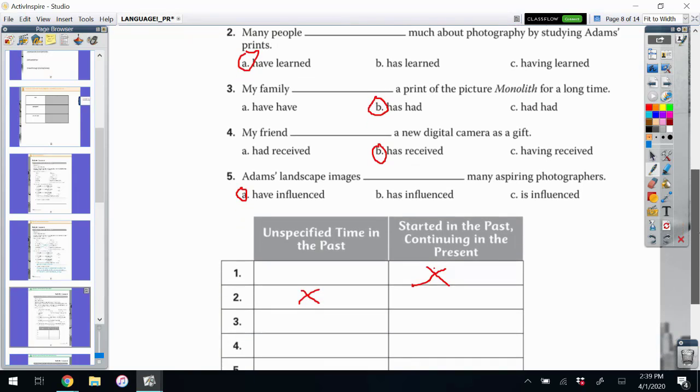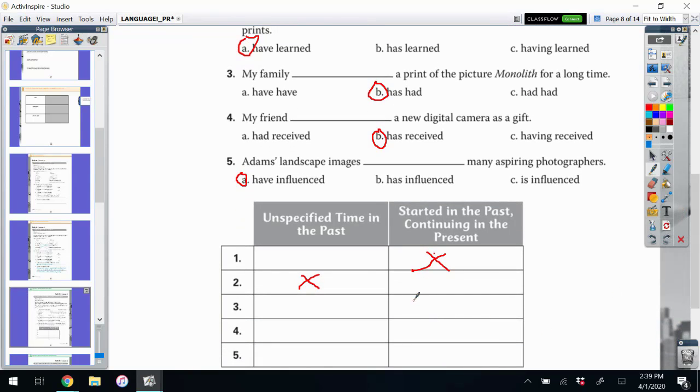Number 3, my family has had a picture for a long time. So they still have it, right? Seems like they do. Let's mark it started in the past and it continues into the present. Number 4, my friend has received a new digital camera as a gift. Yeah, it happened in the past. We don't know when. My friend is not going to continue to get the gift. My friend already got the gift. And number 5, Adams's landscape images have influenced many aspiring photographers. Yeah, they are still being influenced.